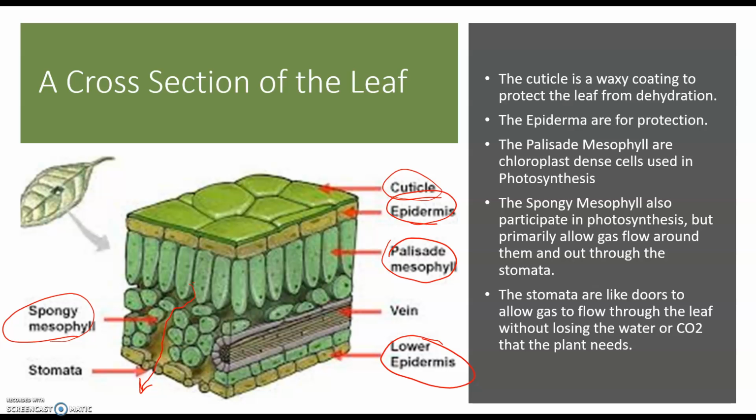The stomata here are kind of like doors. They allow gas to flow through the leaf without losing water or carbon dioxide or any of the other molecules that the plant is going to need.